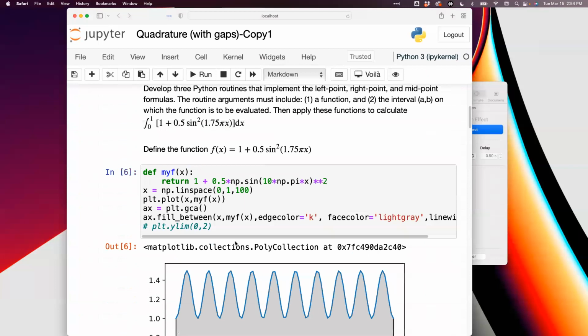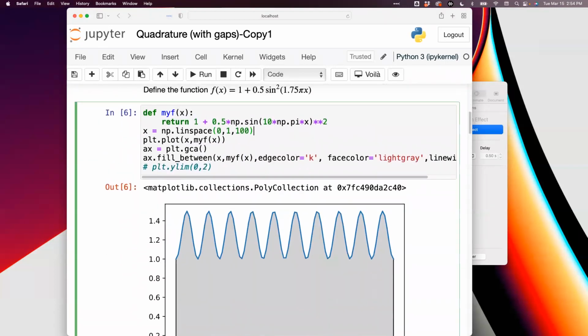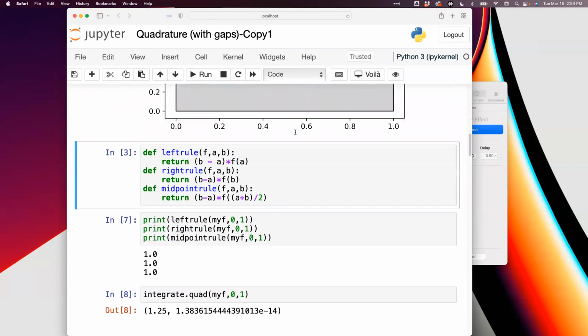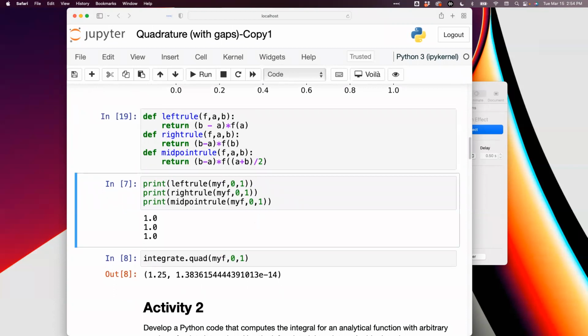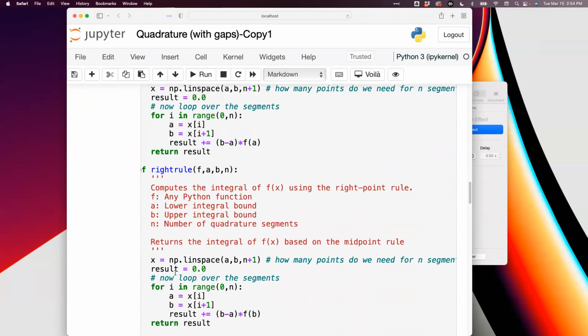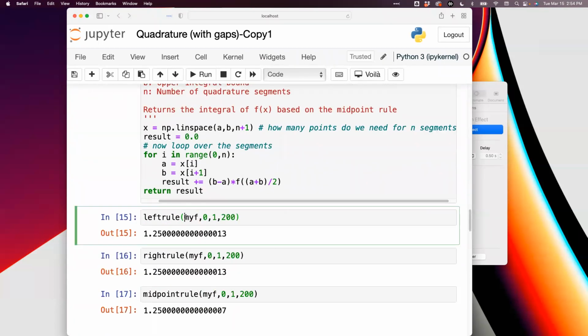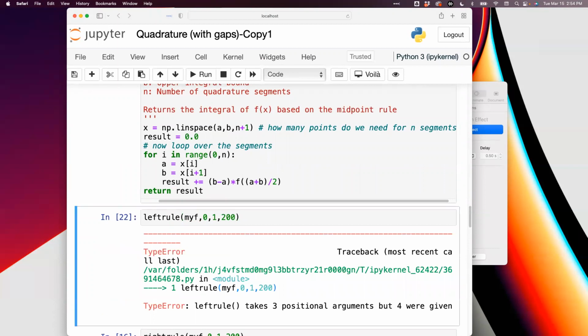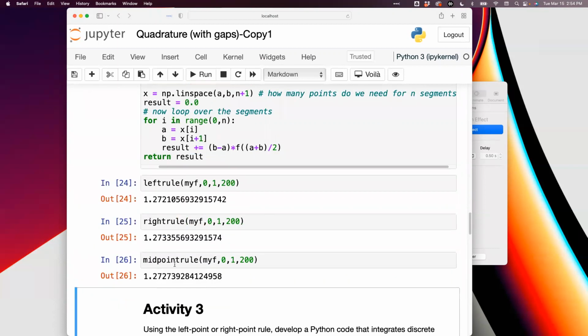Now, I did change the frequency here, so I'm going to go back to 1.75. Remember, quad gave us 1.272. I don't know however many intervals it used, but look at this. Whether you use the left rule, right rule, or midpoint rule, you're quite in the ballpark, because as you shrink that interval, the function can be reasonably approximated by a constant.